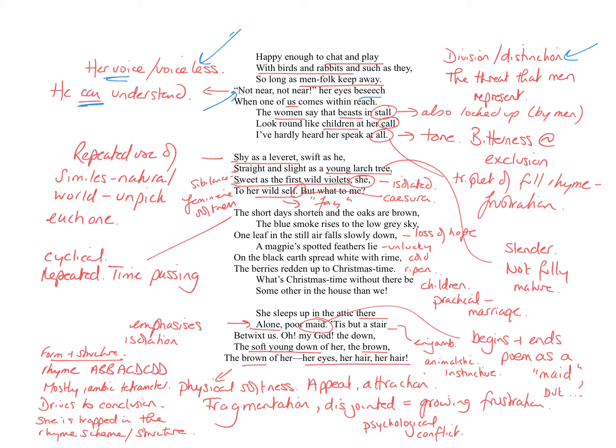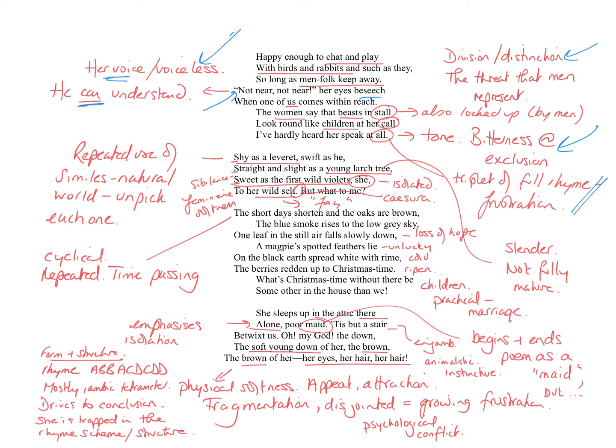And then it moves on to the women say that beasts in stall. So the beasts in the stall, the kind of animals in the sheds, and the cattle in the sheds will do. They look round like children at her call, so they relate to her. But then he says in a tone of some bitterness at his exclusion, I've hardly heard her speak at all. So the animals, she calls them, they all respond to her. She doesn't say anything to me. And you get that kind of triplet of full rhyme showing his mounting frustration.